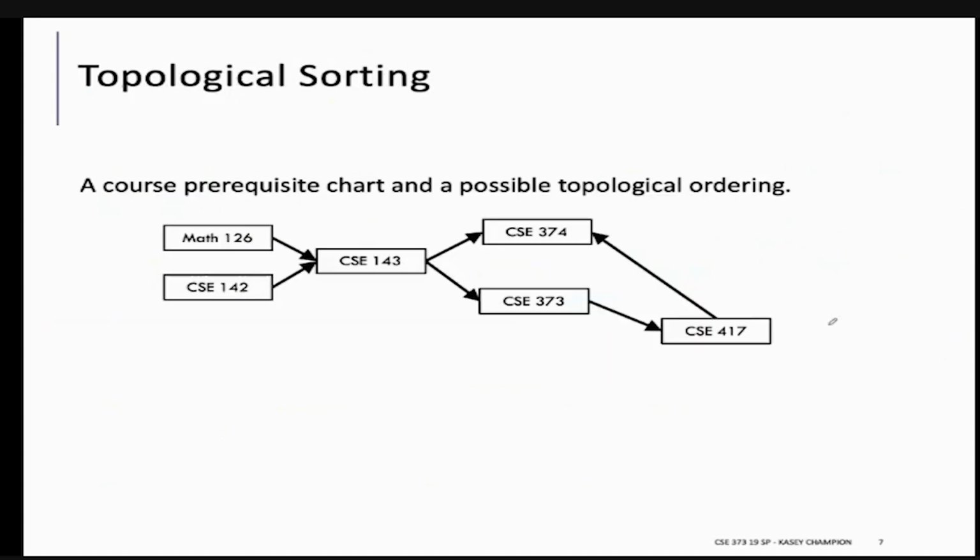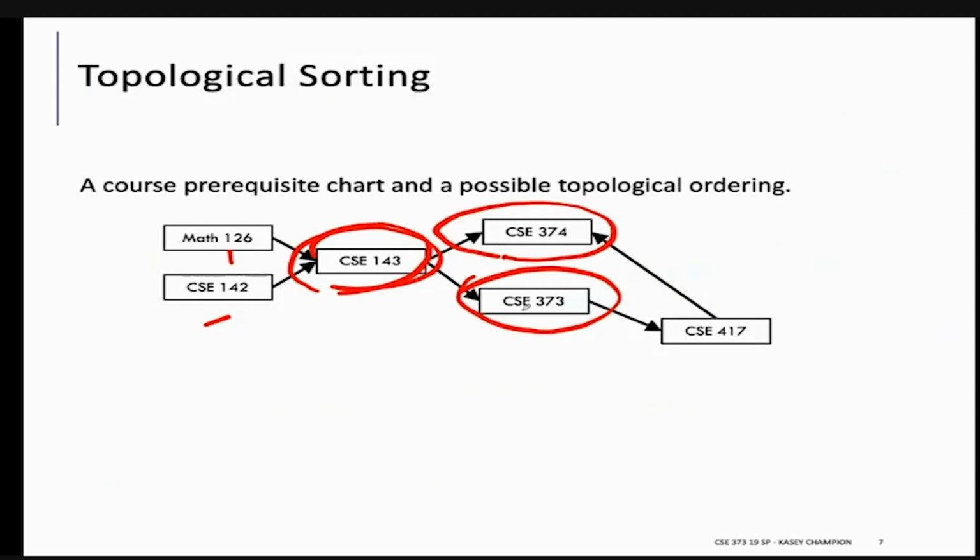So yes, again, the course requirements. See that this is a graph. For doing CSE 143, you have to do MATH 156 first, CSE 142 first, and then after doing CSE 143, only then you can get 374 and 373. And finally, after doing 373, you can do 417, and 417 is a prerequisite of 374. So let's try to order these vertices in such a way that the dependencies are met.